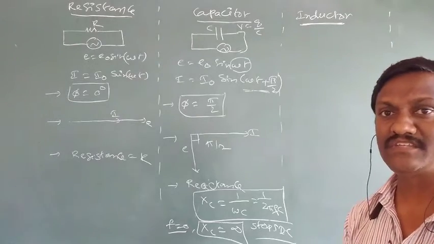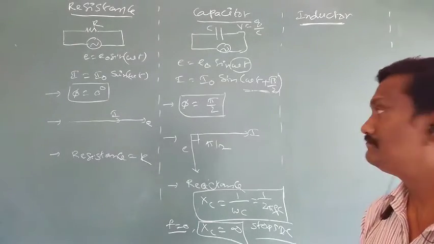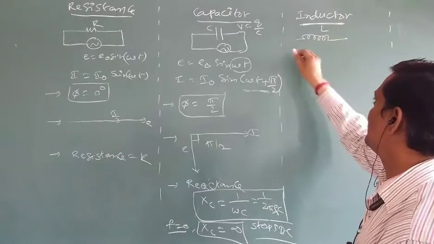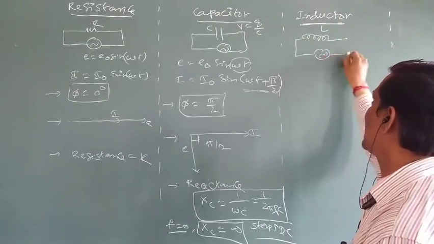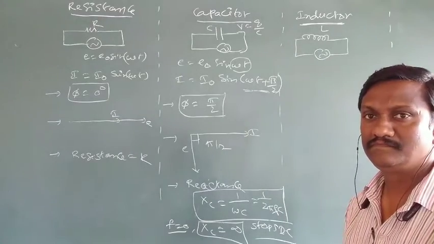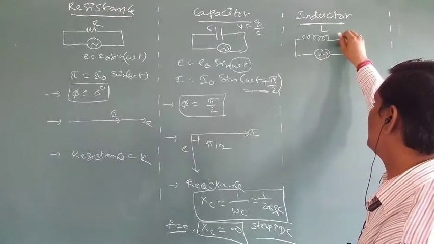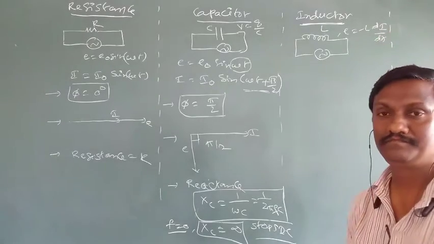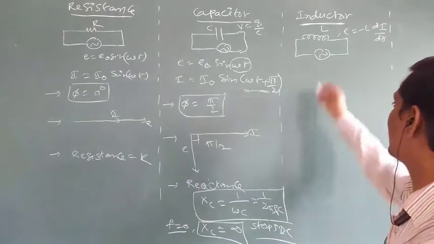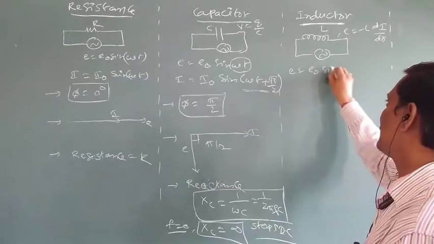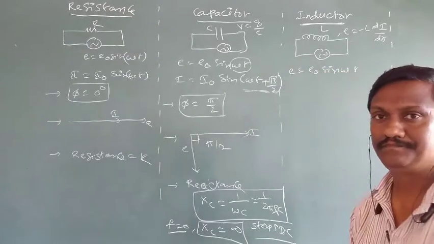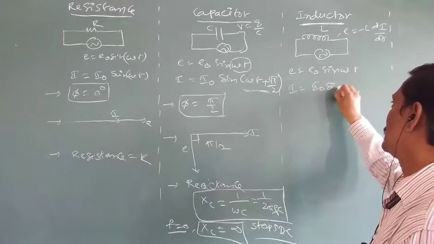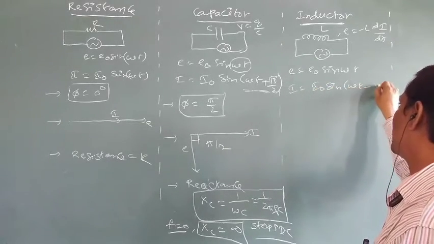And the third one is AC through a pure inductor. That means at the ends of an inductor, whose inductance is L, an AC source is applied. The inductor always has an EMF, E equal to minus L dI by dt. So in the case of an inductor, the applied EMF is E0 sin omega t, and the induced or produced current is I equal to I0 sin(omega t minus pi by 2).